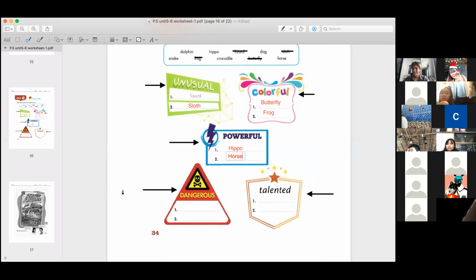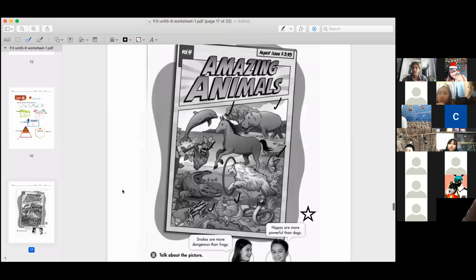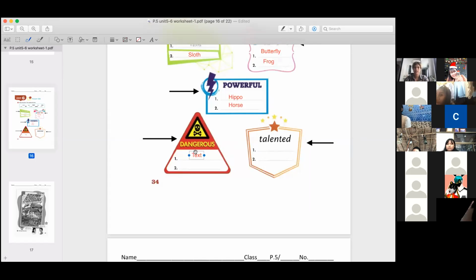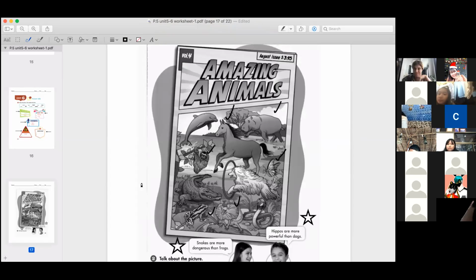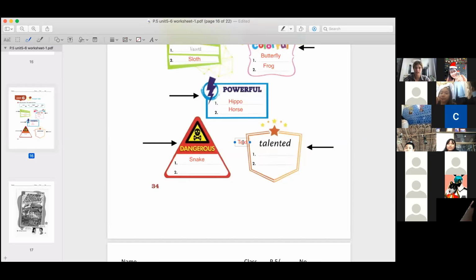We need two animals for the dangerous category. Which animals are dangerous? Snake. Definitely a snake. It says it right here. Snakes are more dangerous than frogs. Very good. So we're going to put a snake in dangerous. And what other animal is dangerous? Crocodile. Oh, yes. The crocodile is so dangerous. I don't ever want to meet a crocodile face to face. So which two animals are dangerous? A snake and a crocodile. Yes.